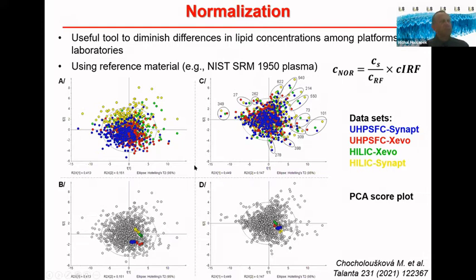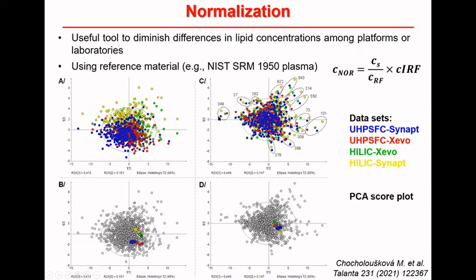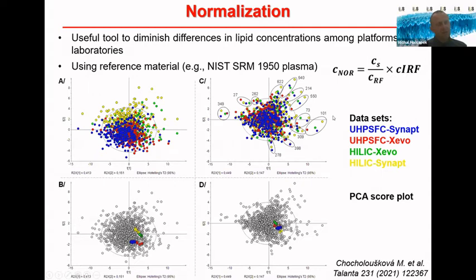What to do with this? For this purpose, we have also measured NIST SRM plasma samples, and then used normalization to these concentrations, and after this, you see quite a perfect match. So in these individual circles, you see the number of patients measured by 4 different techniques, and here you may see that the data are really very correlated.